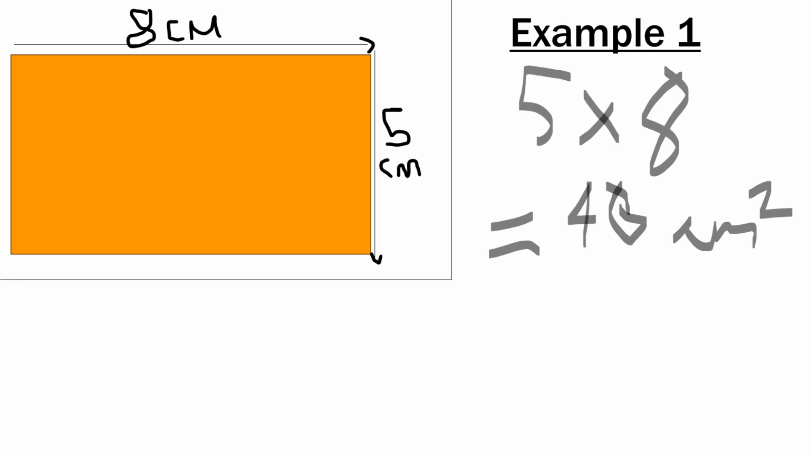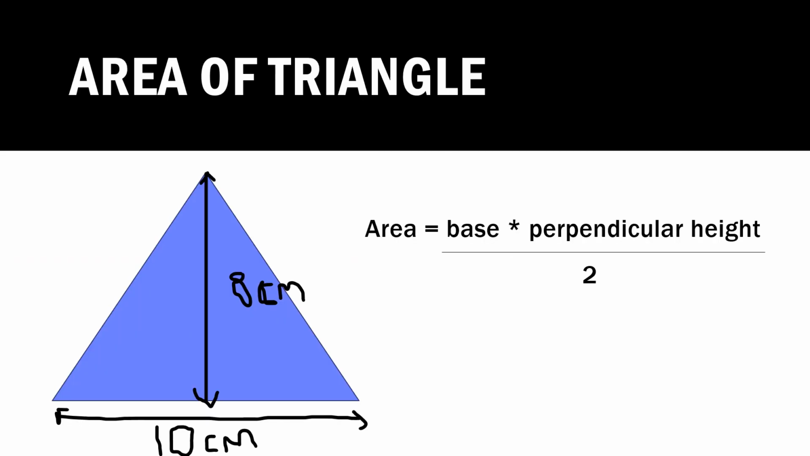Now, let's look into the next shape. We have now an area of triangle. Area of a triangle equals base times perpendicular height. And if they ask you what the formula of a triangle is in any test, you can't say base times height. You have to say base times perpendicular height divided by 2. Let's look at an example.